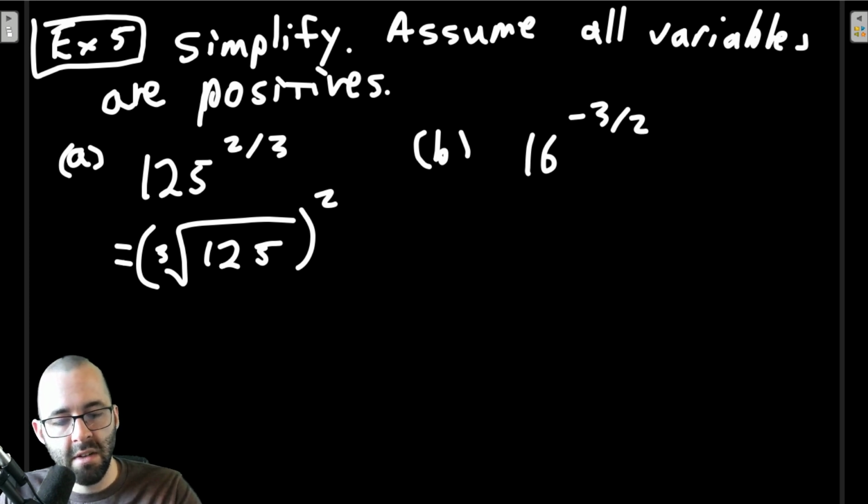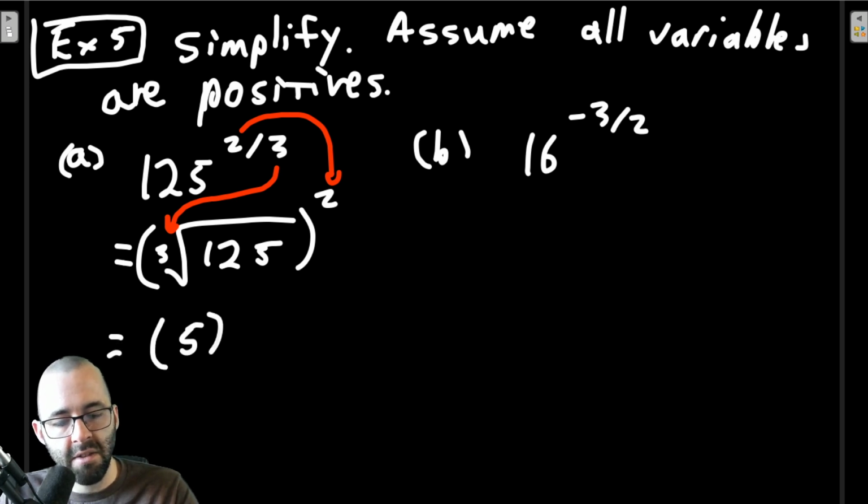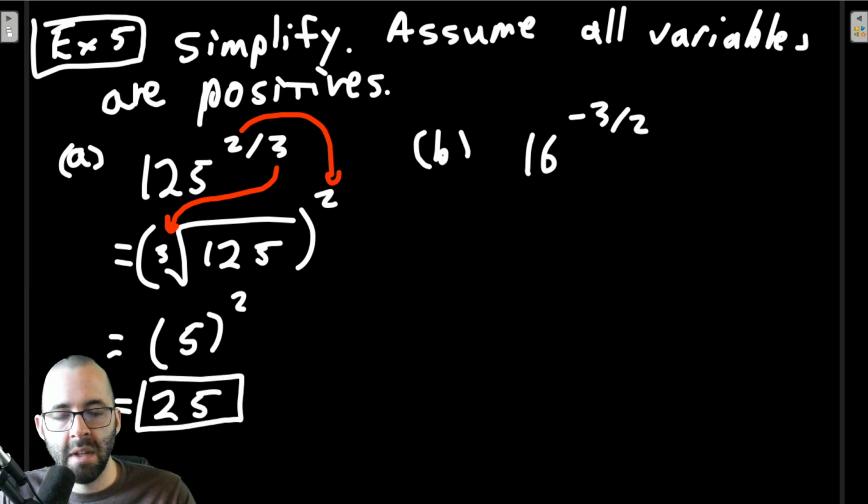Remember, numerator is the exponent, and denominator of our rational exponent is our index. So, cubed root of 125, that is 5. And we still have to square it to get 25. And again, you should be able to type this in your calculator and get the right answer as well. I'd recommend you do it both by hand and with a calculator, because when you may have variables, that process will still be important. For B, though, first we want to deal with that negative exponent.